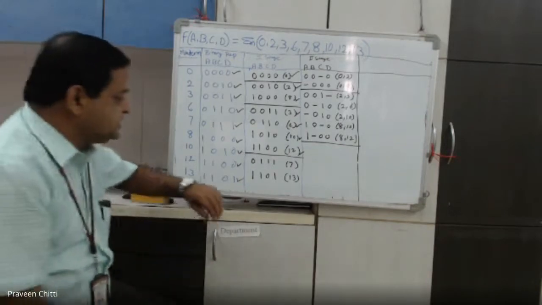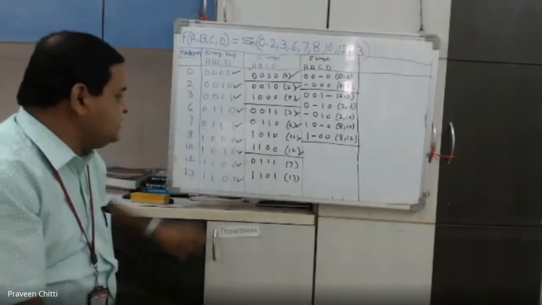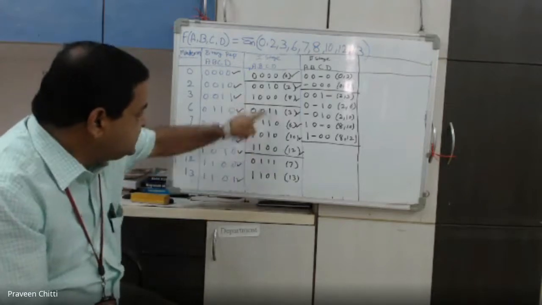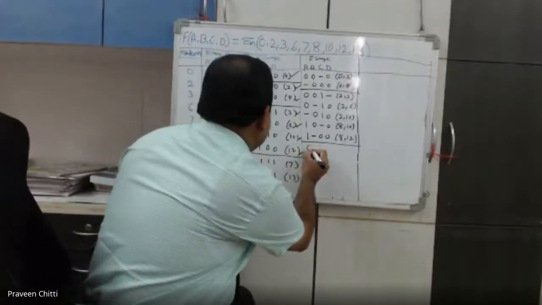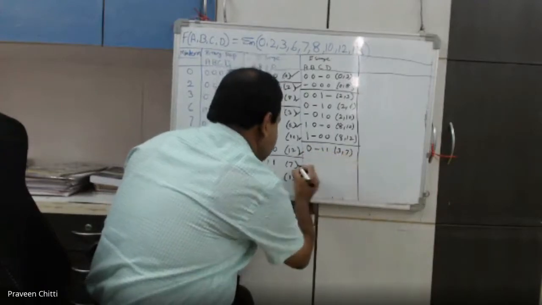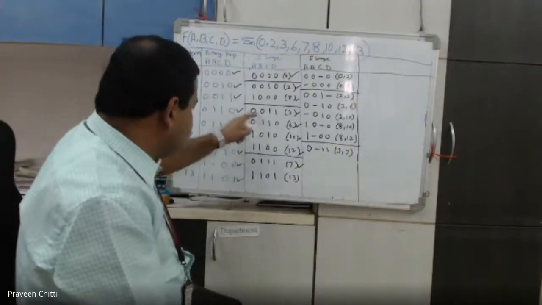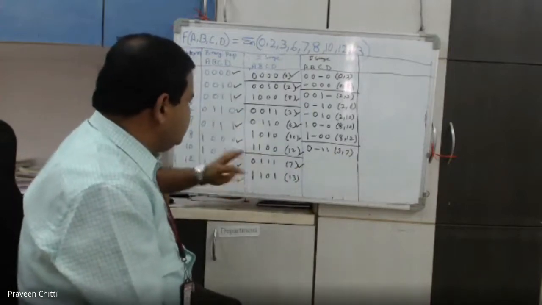What should I do next? Compare the third and fourth groups. So check whether 3 and 7 can be combined. Same, different, same. Yes. So can I combine? Yes. And what should I write? 0, dash, 1, 1, 3, comma 7. Don't forget to tick 7. Then check 3 and 13. Can I do it? No.